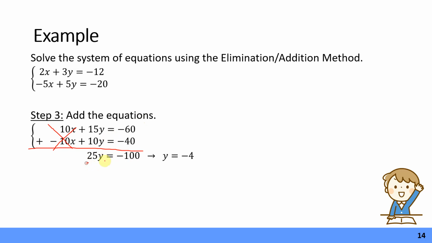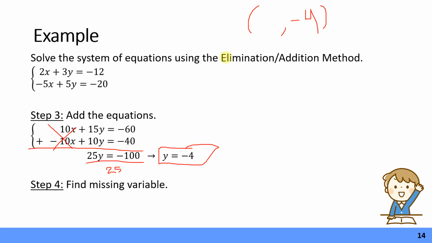And now to solve this, I divide both sides by 25 and I end up with y equals -4. Since I already have one answer, oh my goodness, that was meant to be a square. Look at that. I already have the second part of my answer. This is going to be -4. Now I have to find the first answer.